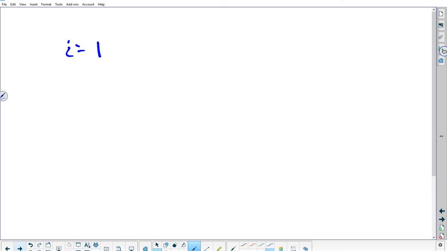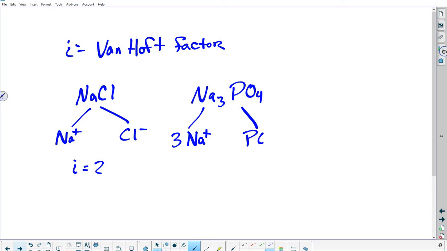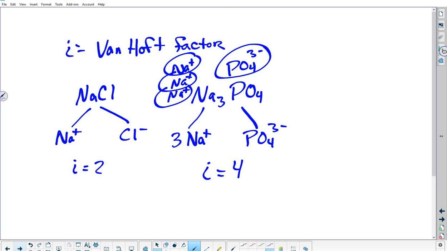Okay, so I. This is known as the Van Hoff factor. And basically, all that is, for instance, if I have NaCl, I know it's going to break down into Na plus and Cl minus. So the I for this is 2. If I look at Na3PO4, I know this is going to break down into 3 Na pluses and 1 PO4 3 minus. So my I here is 4. What am I doing? I'm finding out how many particles it's breaking into. That's what the Van Hoff factor says. So basically I'm saying here I'm going to have an Na plus, an Na plus, an Na plus, and a PO4 3 minus. So I have 1, 2, 3, 4 particles.